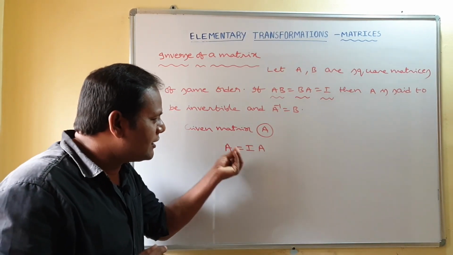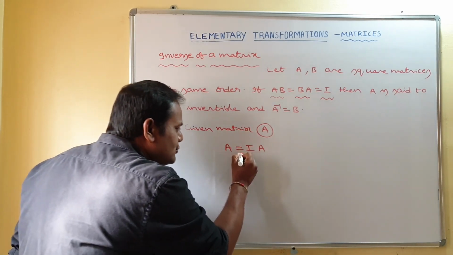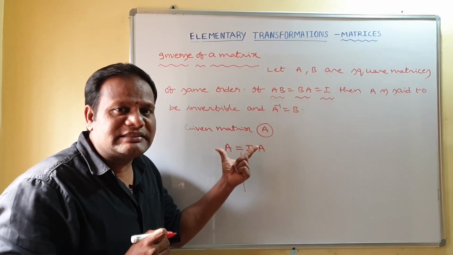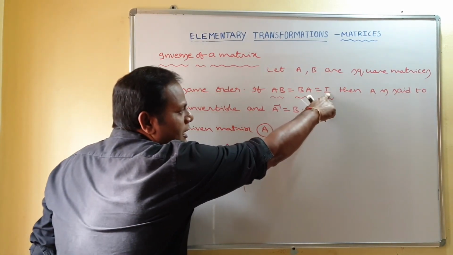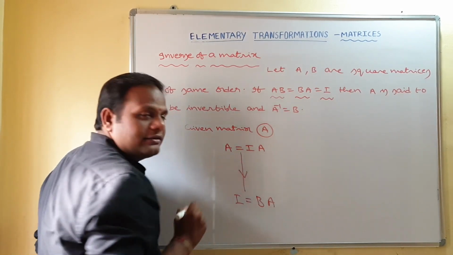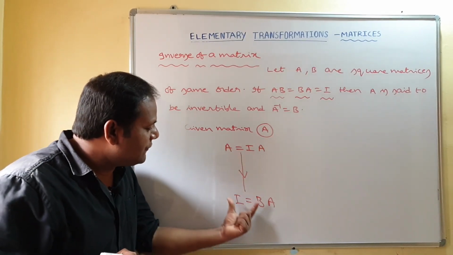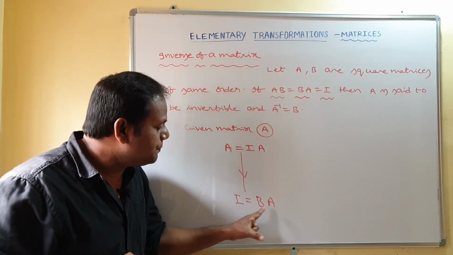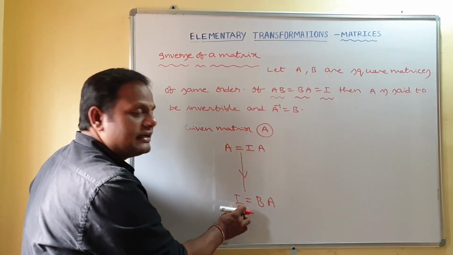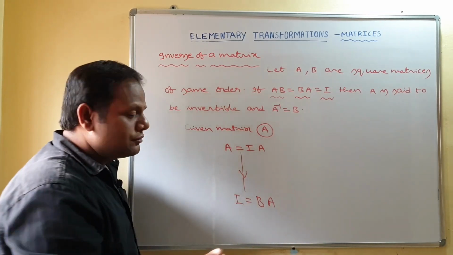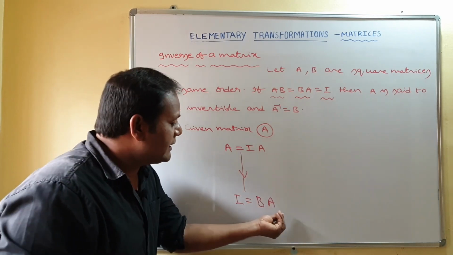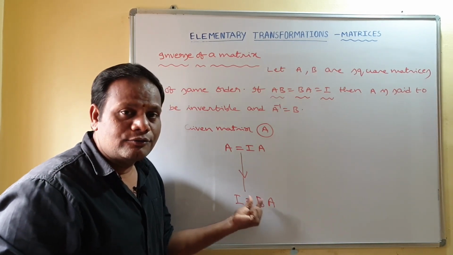Okay. Now, our task is reducing this matrix equation into the form of I is equal to B into A. Once you get this I equal to B into A, that means the product of two matrices is the identity matrix. So these matrices are invertible matrices and you can take A inverse is equal to B.